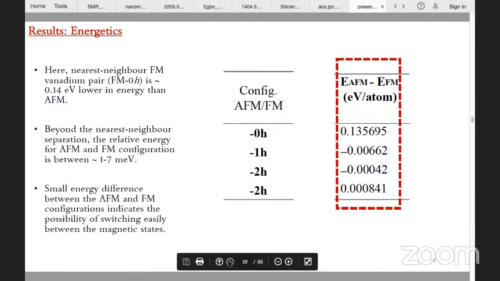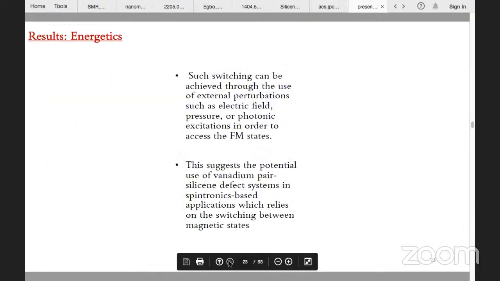Now, from a practical point of view, this switching between the antiferromagnetic and ferromagnetic orientation can be achieved by external perturbation such as an electric field, and you can use pressure or even photonic excitation. So even for things like quantum information storage, this can be considered for such applications.